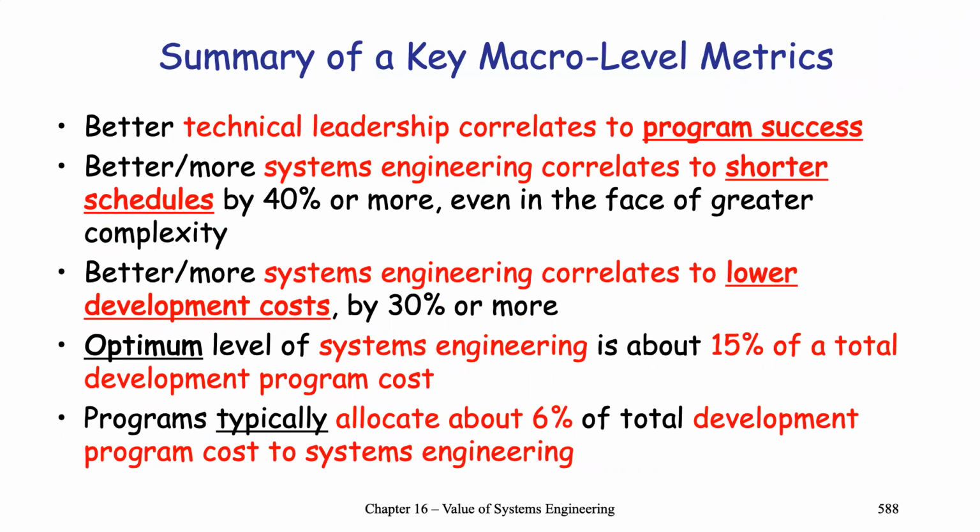And so in terms of some of the key metrics that can start to play out here, with system engineering there can be better technical leadership. So better technical leadership corresponds to program success. Better or more system engineering correlates to shorter schedules, even in the face of greater complexity. Better and more system engineering correlates to lower development costs, say by 30% or more. Optimum level of system engineering is about 15% of the total development program cost.